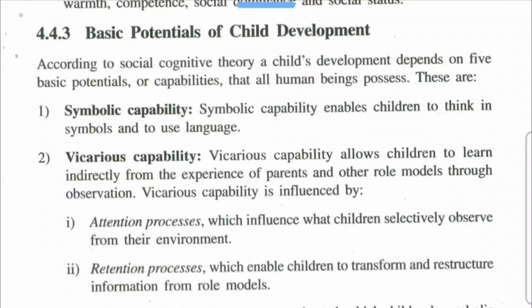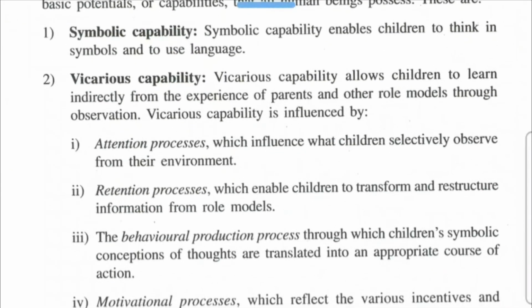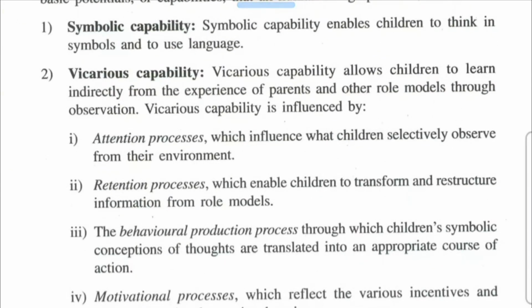4.3 Basic potentials of child development. According to social cognitive theory, a child's development depends on 5 basic potentials or capabilities that all human beings possess. These are: 1. Symbolic capability. Symbolic capability enables children to think in symbols and use language. 2. Vicarious capability. Vicarious capability allows children to learn indirectly from the experiences of parents and other role models through observation.